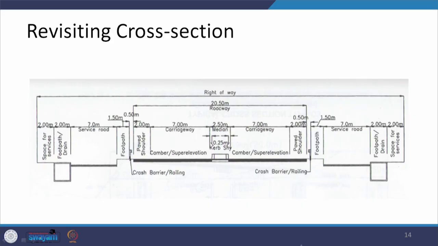So, let us revisit this cross section before we get into the discussion on the various elements.